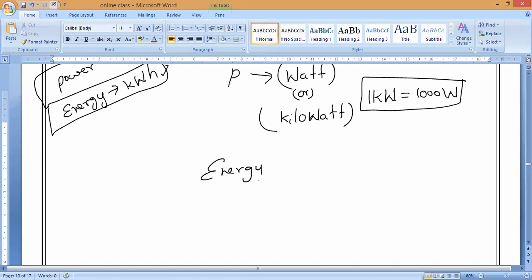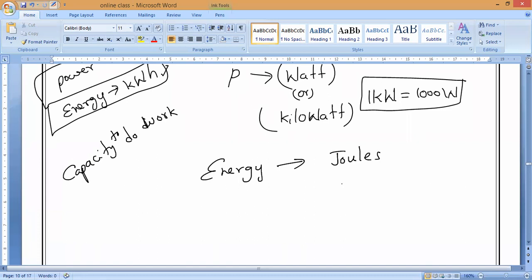what is the definition of energy? A capacity to do work. Capacity to do work is what we call energy. So what is the basic SI unit of energy? The SI unit of energy is joules. And the bigger unit, what is that? Kilowatt hour. Remember, small k, capital W and small h. Like this only.